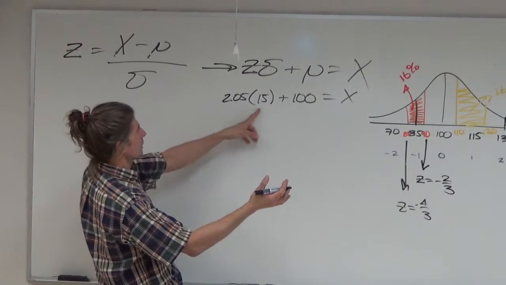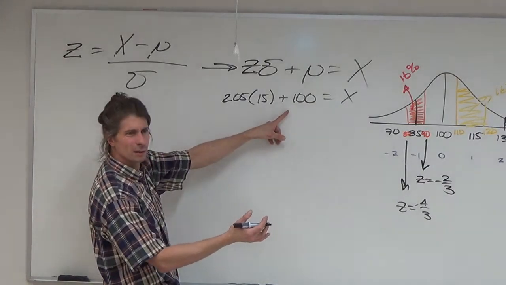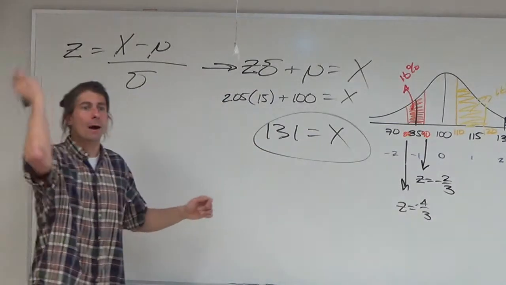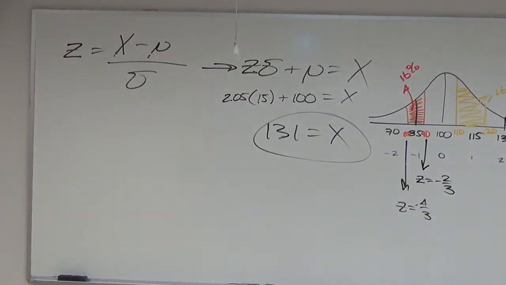Maybe 131. Yeah, ish. 130.75. There you go. Call it 131. 131 on your IQ test gets you in the top 2%, whereas 130 on your IQ test gets you in the top 2.5%. So you see the difference in 0.5% right there is 1 point.